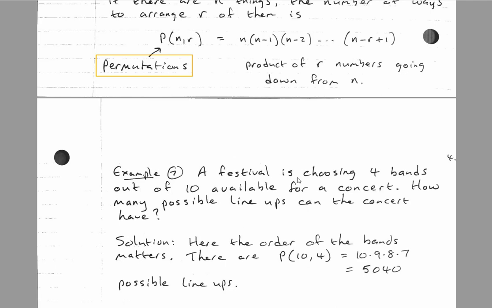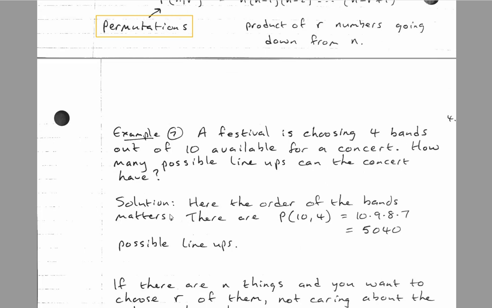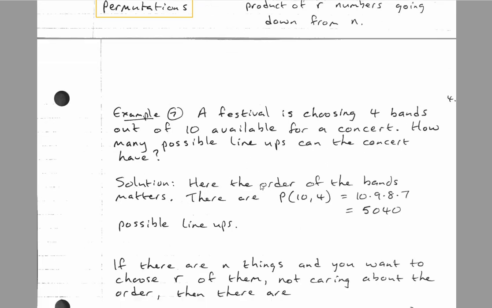For example, a festival is choosing 4 bands out of 10 available bands for a concert. How many possible lineups can the concert have? Okay, so for the lineup, the order is important. So who goes first, second, third, and fourth? So this is a permutation number we need. So it's 10 times 9 times 8 times 7. So these 4 numbers, starting with 10. So there are 5,040 possible lineups.